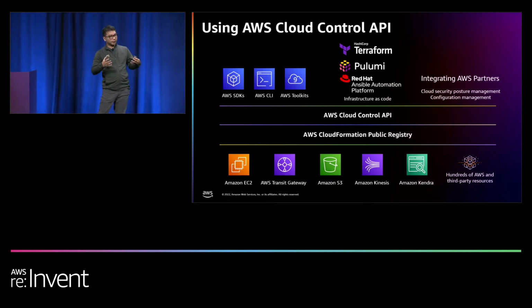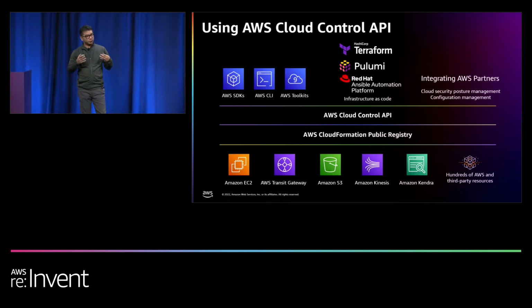And you can also use it as part of the AWS toolkits, such as Visual Studio Code, JetBrains, and etc. And then for a set of partners, it also brings the opportunity for areas such as cloud security posture management, configuration management, observability, for example, to have a single integration with Cloud Control API, and then benefit from that one-time integration.